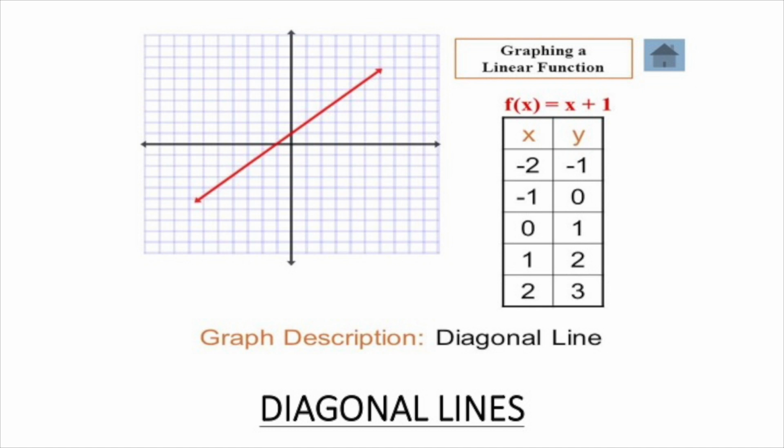Diagonal lines. Now these are a mixture of vertical and horizontal because they go up, but they don't go straight up, they go across too. You notice how they're slanted on an angle. So a diagonal line can go up and across, or it can go down and across.